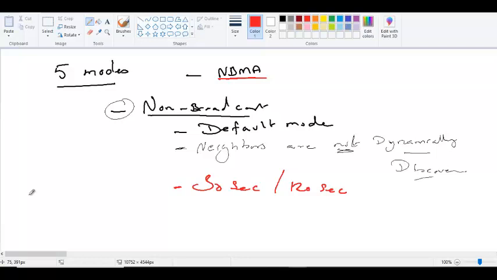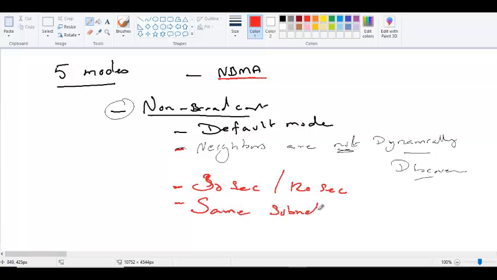The neighbors all should be in same subnet, same broadcast domain. Meaning you cannot have one neighbor in 20 network and another neighbor in 30 network. They all should be in same network. And then there will be DR and BDR election.